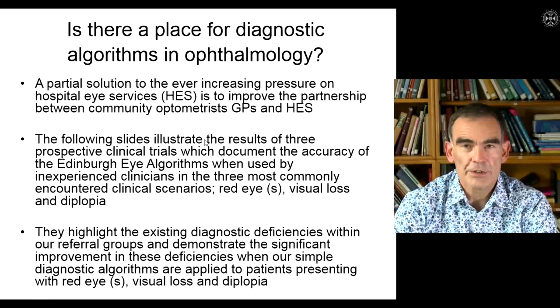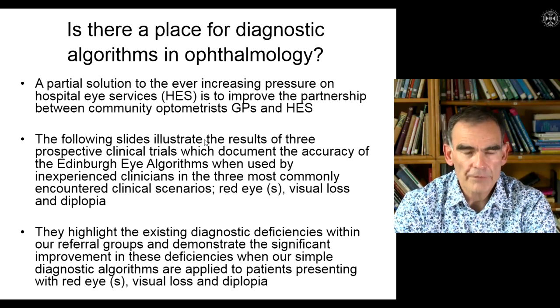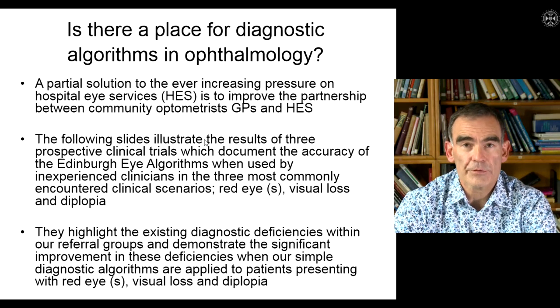I'm one of the consultant eye surgeons at the Eye Pavilion and with Edinburgh University, one of the lead tutors there. I'm just going to do a little introduction today on the use of diagnostic algorithms in ophthalmology. I've come up with a few simple diagnostic algorithms for the more commonly encountered eye scenarios such as red eyes, visual loss and double vision. There's another couple of less commonly encountered scenarios such as watery eyes and anisocoria, difference in the pupil sizes, but we're going to concentrate on those three main ones: red eyes, visual loss and double vision.